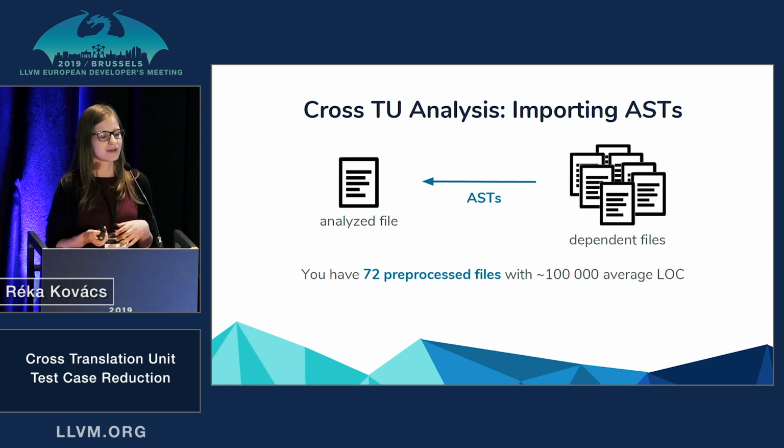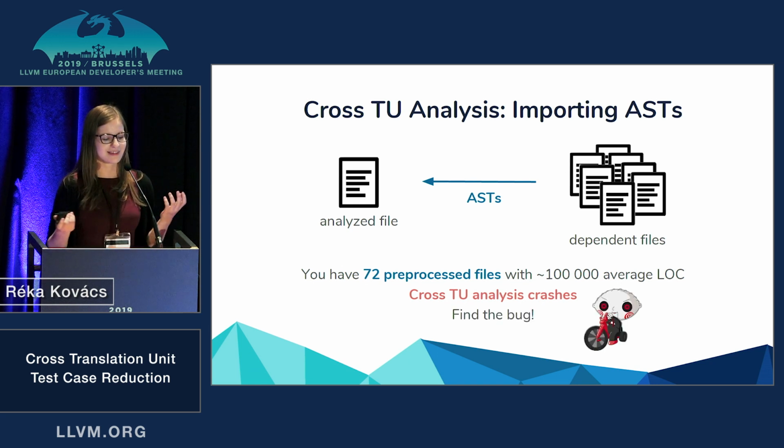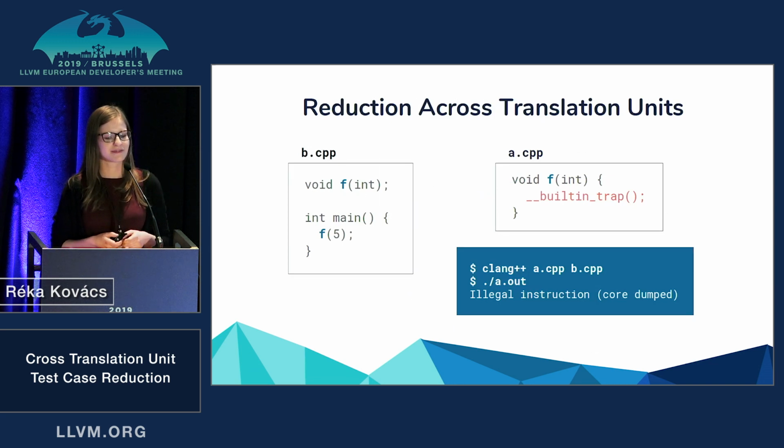And now the problem is, there was this one crash when cross-TU analyzing Clang itself, when we had 72 preprocessed files, each 1,000 lines of code, and we only knew that the analysis was crashing, and, good luck finding the bug, right? So it would be great if test case reduction could work across translation unit boundaries.